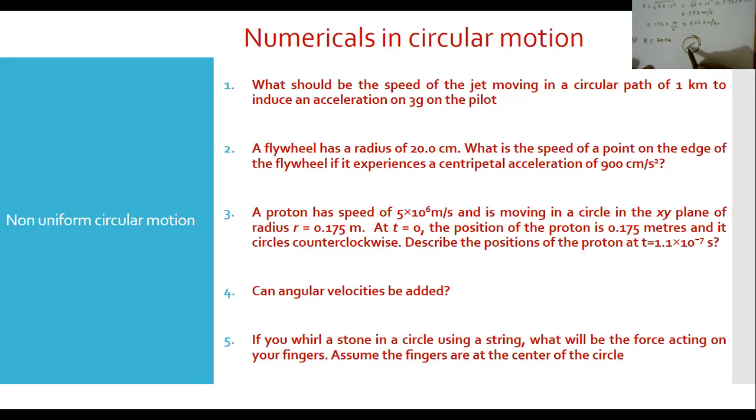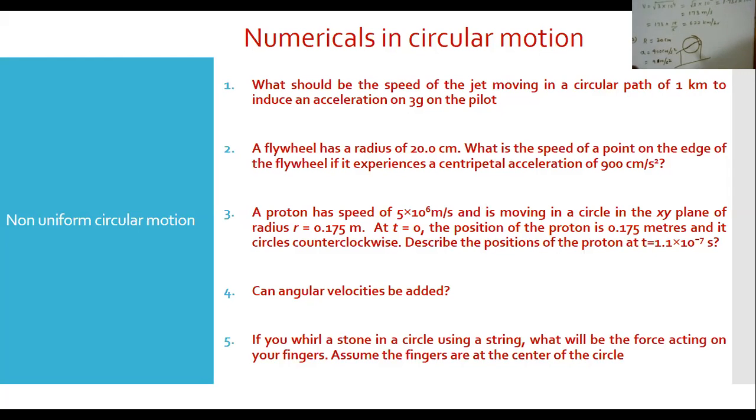Okay, and now this can be mounted on a stand, and thus this will be able to rotate. We do it for some experiments anyway. We'll not discuss that. So what is the speed of a point on the edge of the flywheel if it experiences centripetal acceleration of 900 centimeter per second square? He has given you the value of 900 centimeter per second square. Convert this into meter per second square. This will be 9 meter per second square, right?